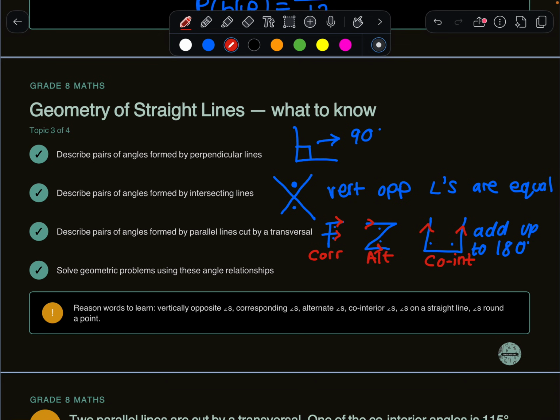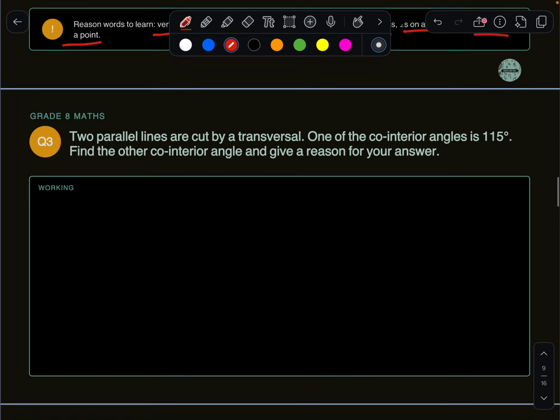Make sure you learn these reason words: vertically opposite angles, corresponding angles, alternating angles, co-interior angles, angles on a straight line, and angles around a point, because for every question in this section, you have to give a reason. So let's look at an example.